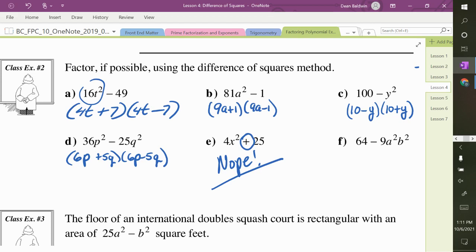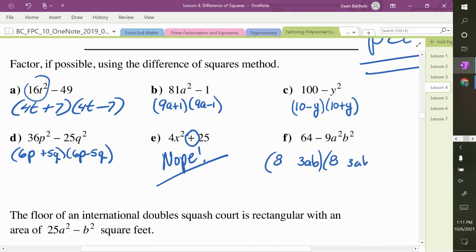F. Can you square root 64? Yes. Can you square root 9? Yes. Can you square root an a squared and a b squared? So square root of 64 is 8. Square root of 9 is 3. And to get a squared b squared, it would just be 3ab. So the other bracket matches that. And then you make one positive and one negative, and you're done.